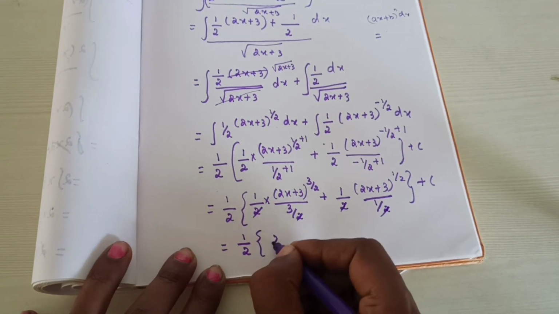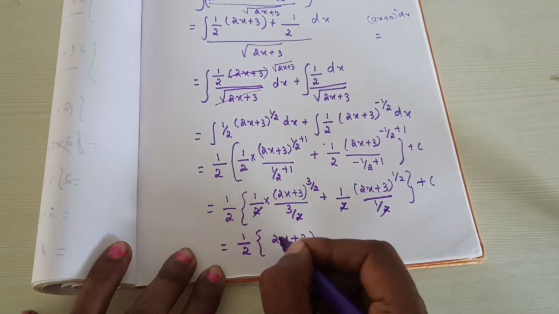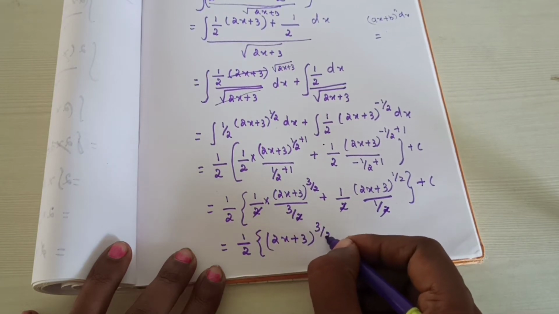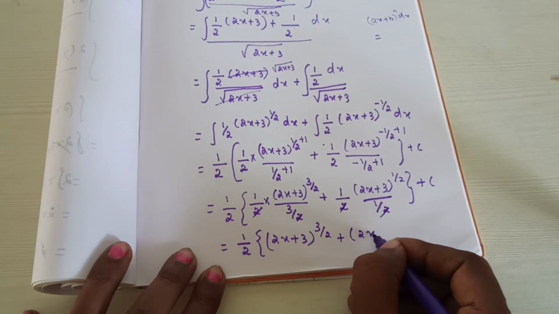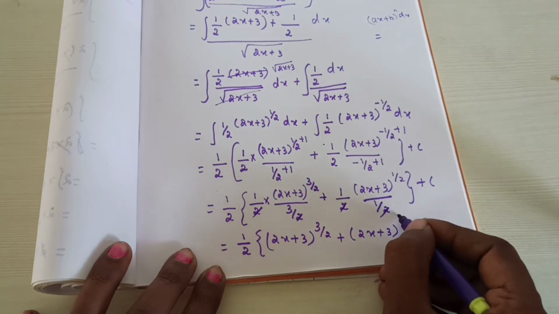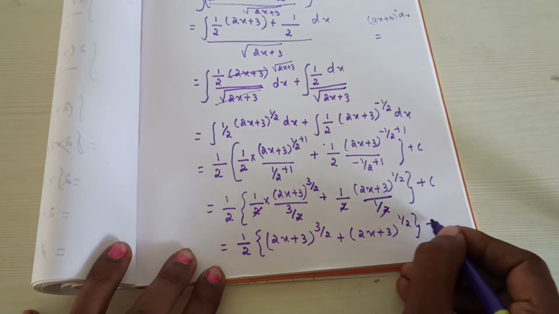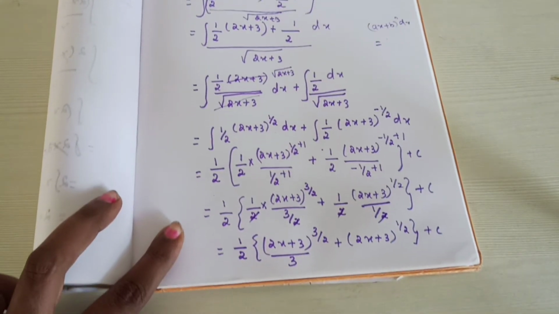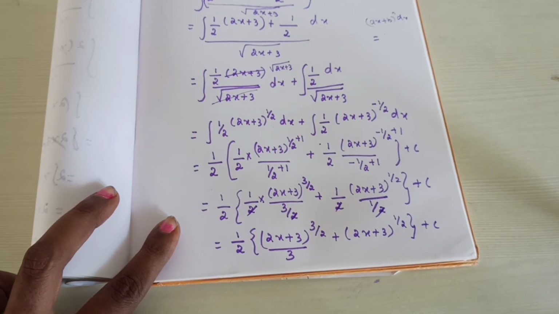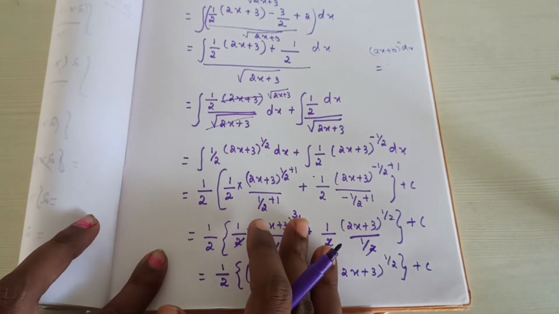1 by 2 into (2x plus 3) the whole power 3 by 2, plus (2x plus 3) the whole power 1 by 2, plus c. This is the answer. Understand? You will get confused when you are seeing this question.